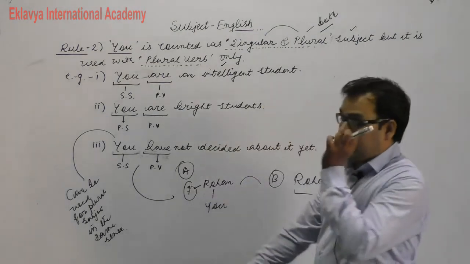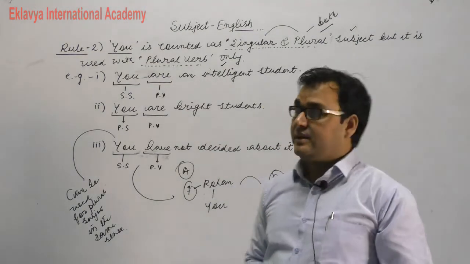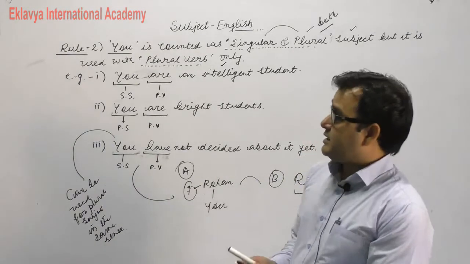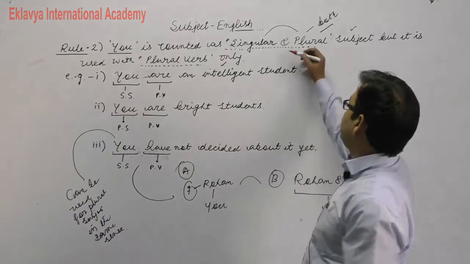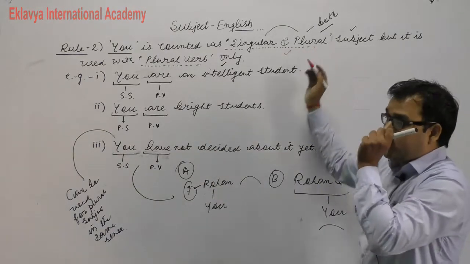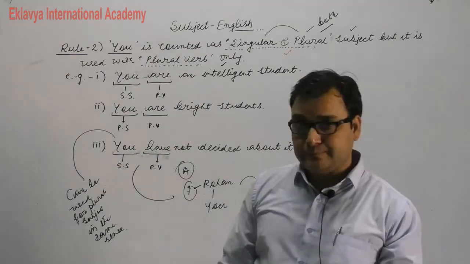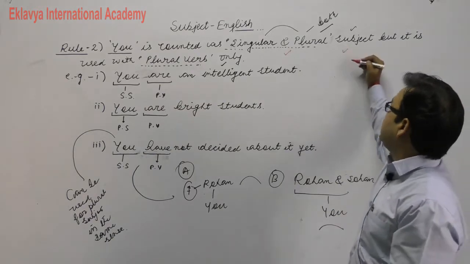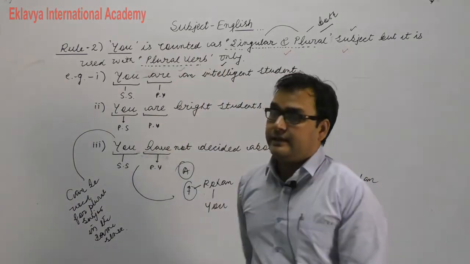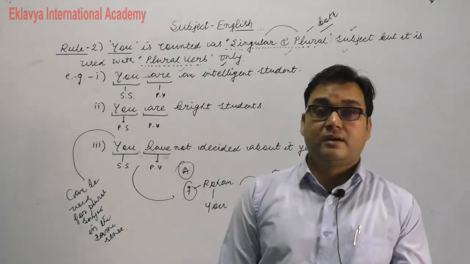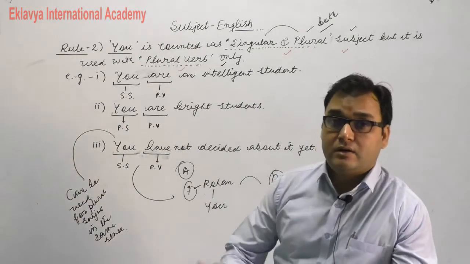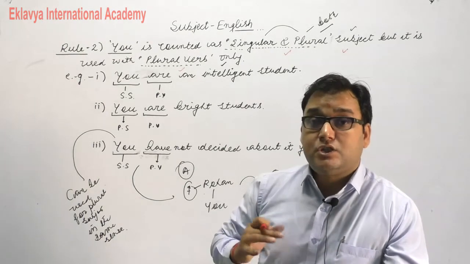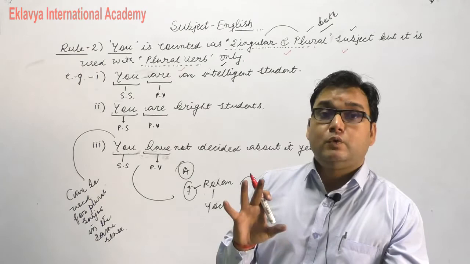Okay. Let's have these examples to understand the basic criteria behind using the verb with rule number second, students. In rule number second, you can see that I have mentioned you is counted as singular and plural verb, plural subject. कि you जो है singular और plural subject दोनों में count होता है. You is counted as singular and plural subject, but it is used with plural verb only. लेकिन ये plural verb के साथ use होता है. It can be counted as singular or plural subject, but it is always used with plural verb only.